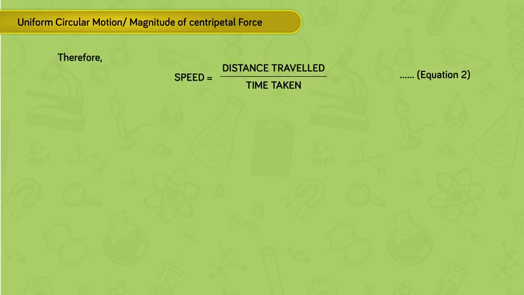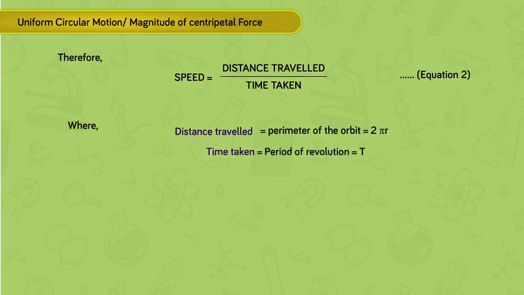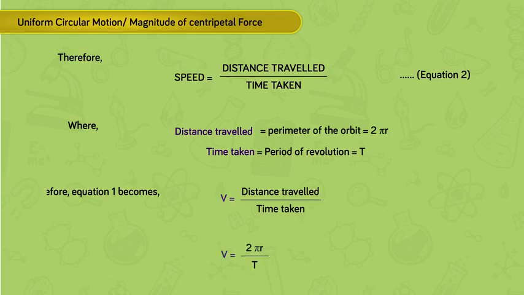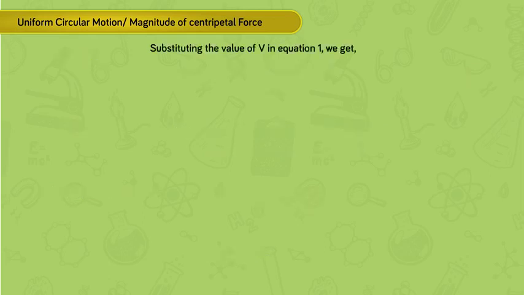Therefore, speed is equal to distance travelled by time taken. Equation 2, where distance travelled is equal to the perimeter of the orbit, which is 2πr, and time taken is equal to the period of revolution, T. Therefore, v is equal to 2πr upon T. Substituting the value of v in equation 1, we get F is equal to m v² upon r, so F is equal to m (2πr upon T)² upon r.